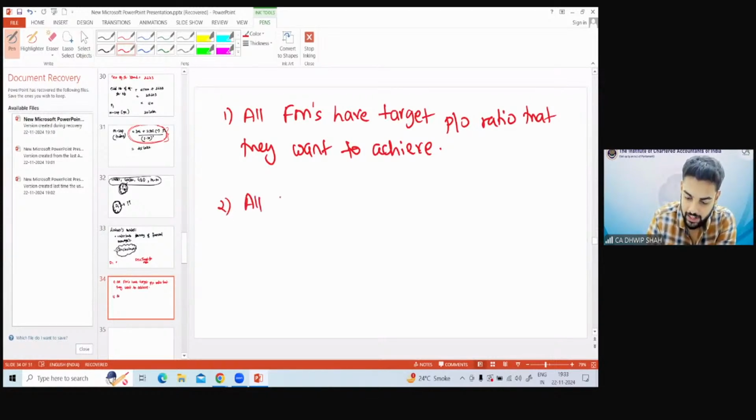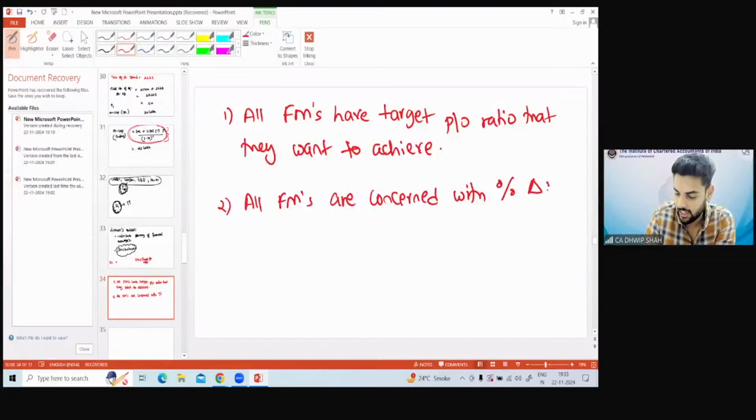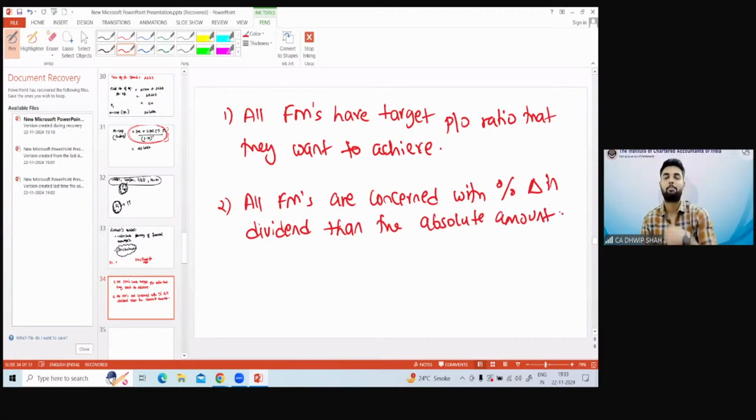Again, all the financial managers are concerned with percentage change in dividend rather than the absolute amount. A financial manager is pinched by one point. What is pinching? The percentage change in dividend rather than the absolute amount.